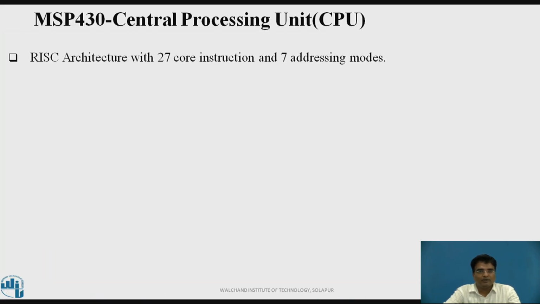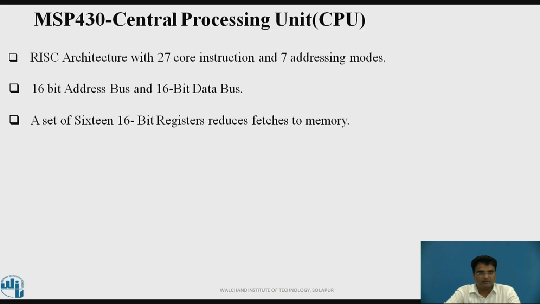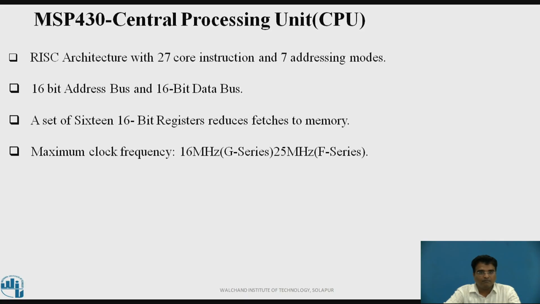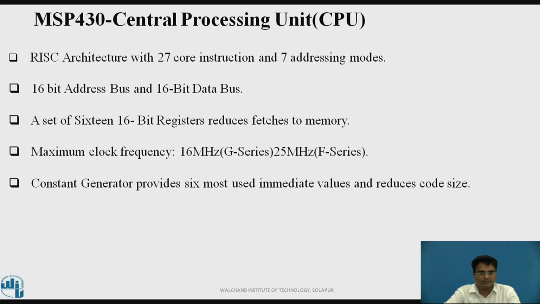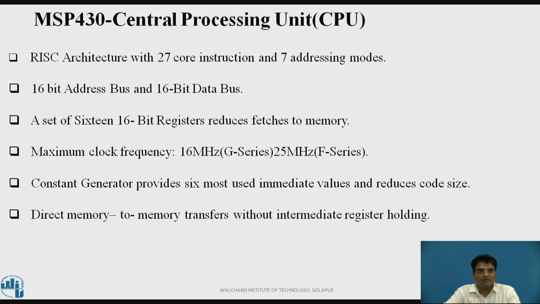RISC architecture with 27 core instructions and 7 addressing modes. 16-bit address bus and 16-bit data bus. A set of 16-bit registers reduces fetches to memory. Maximum clock frequency is 16 MHz for the G series and 25 MHz for the F series. Constant generator provides the 6 most used immediate values and reduces code size. Direct memory-to-memory transfer without intermediate register holding. Word and byte addressing and instruction format.